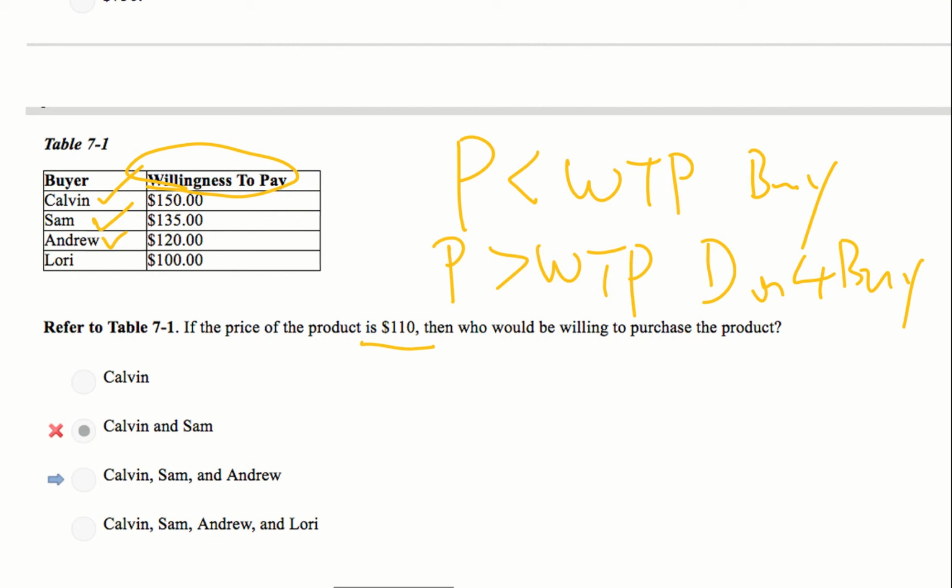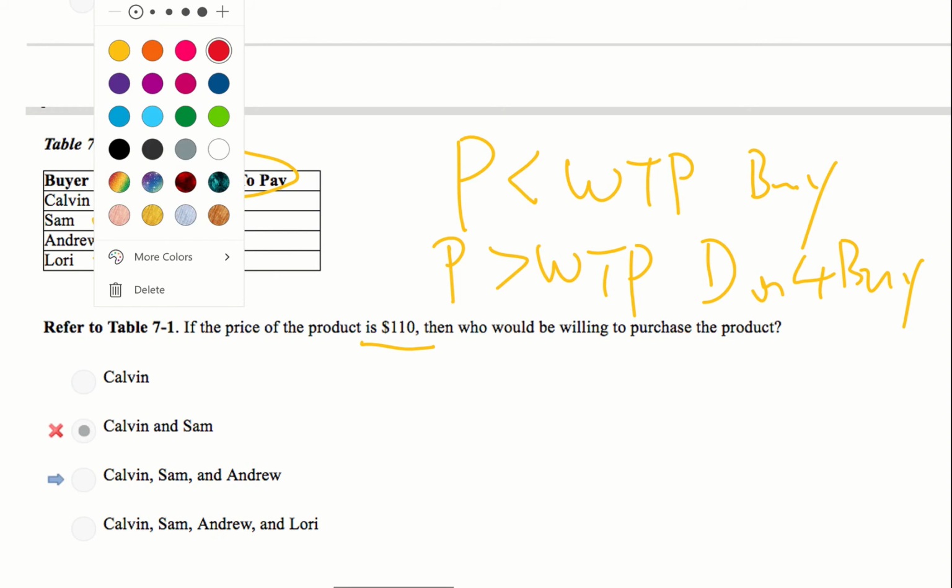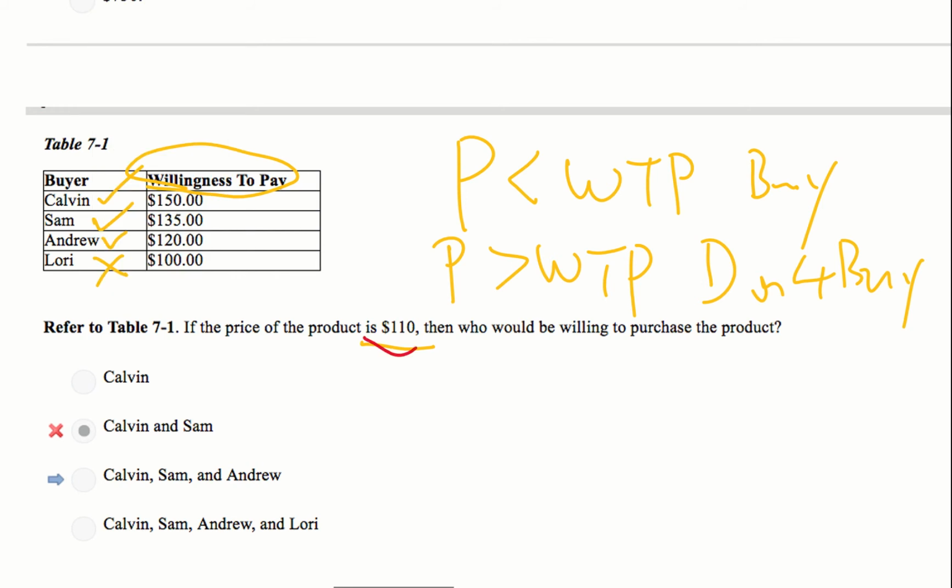But Lori wouldn't buy this good because for Lori, the maximum price she will pay is only $100, but the price here is $110. So for Lori here it is too expensive, so she wouldn't pay. So the answer is going to be C over here. So Sam, Kelvin, Andrew. All right.